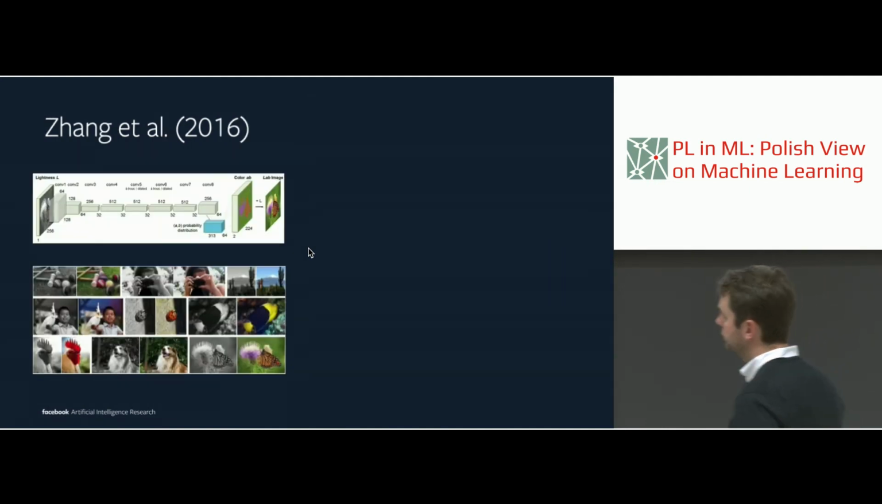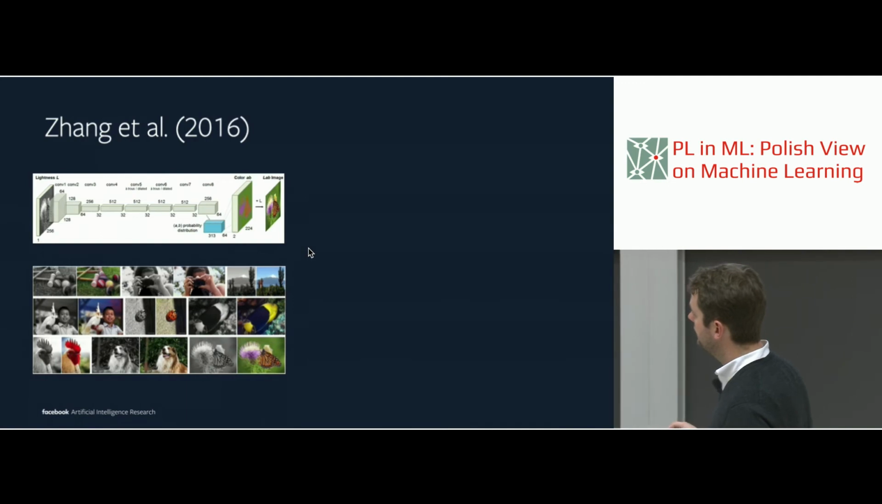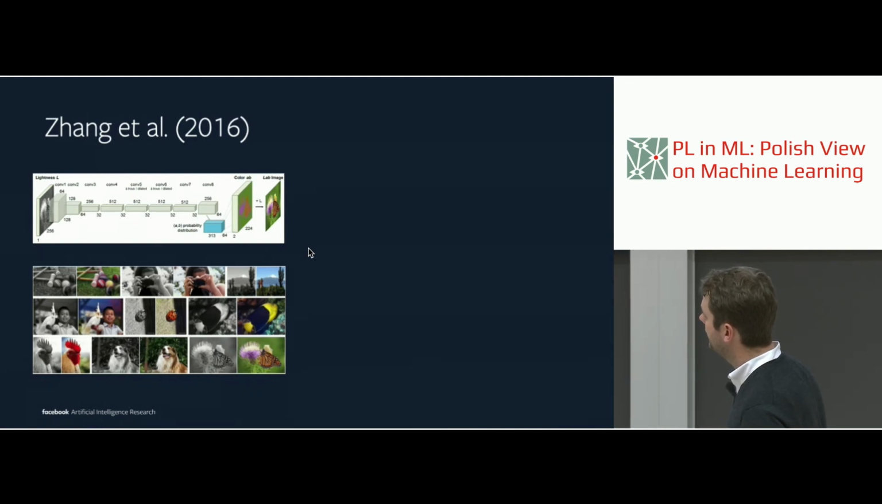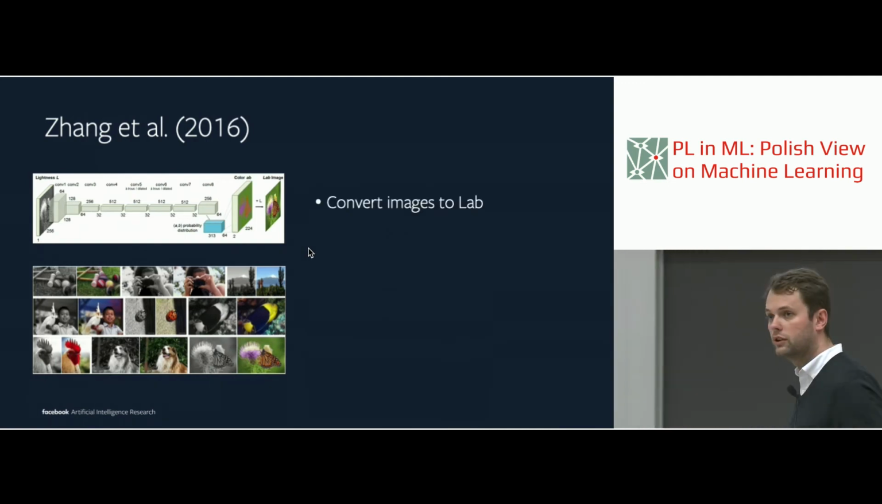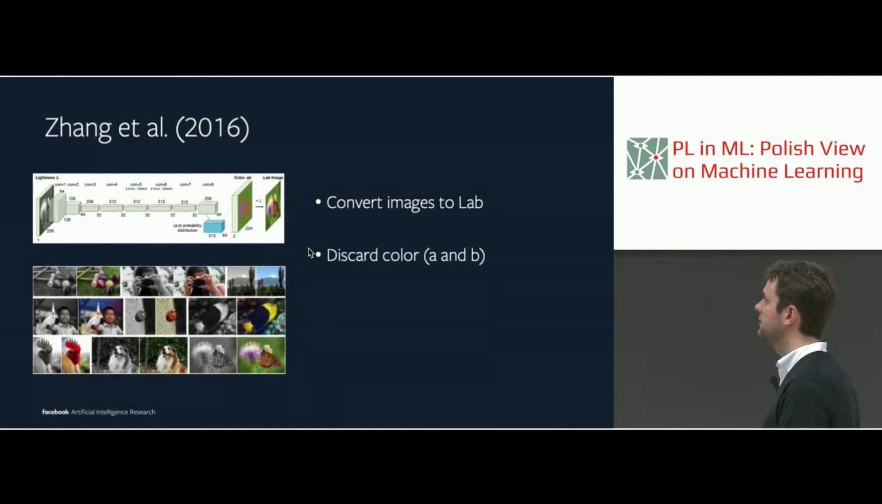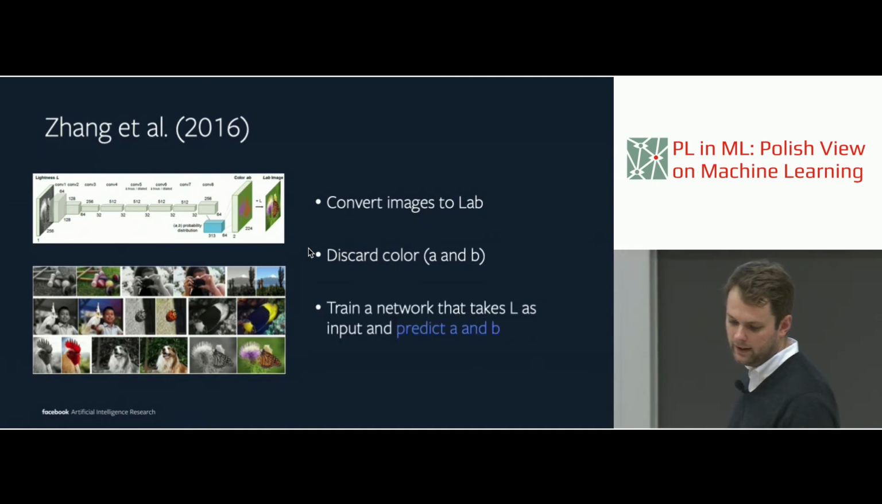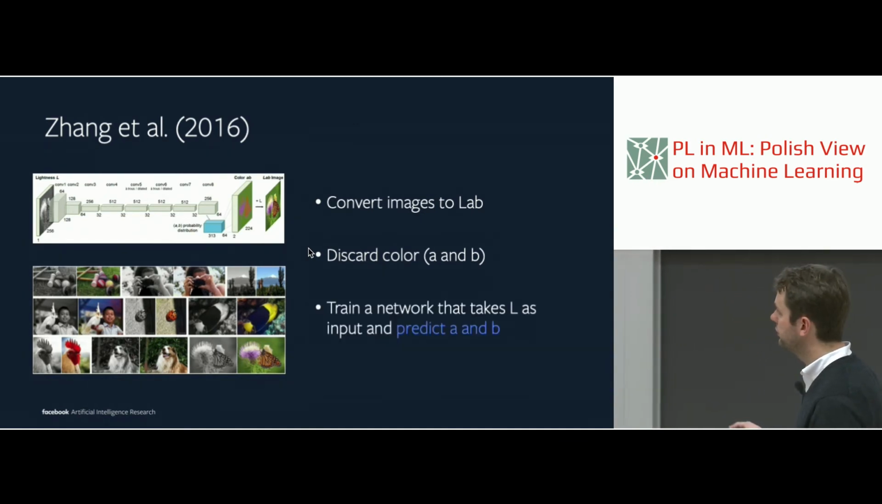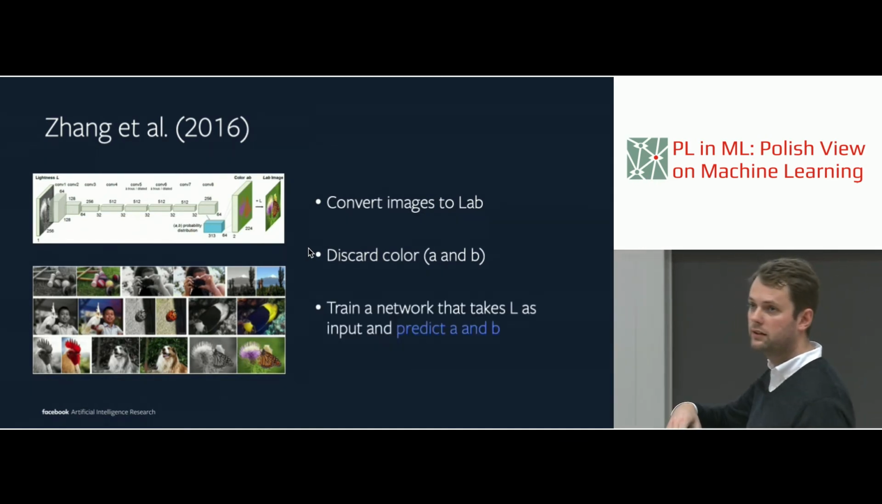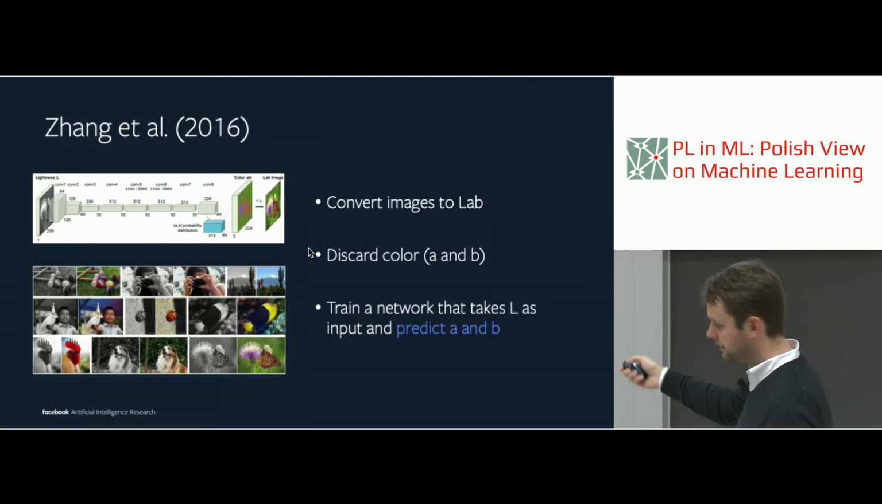The third method I wanted to talk about is the work of Zhang et al., where given an image, you convert it to LAB color space, you remove the color and keep just the luminosity, and you train a network such that given grayscale images, it predicts color images. So the fake label in that case is just the color.